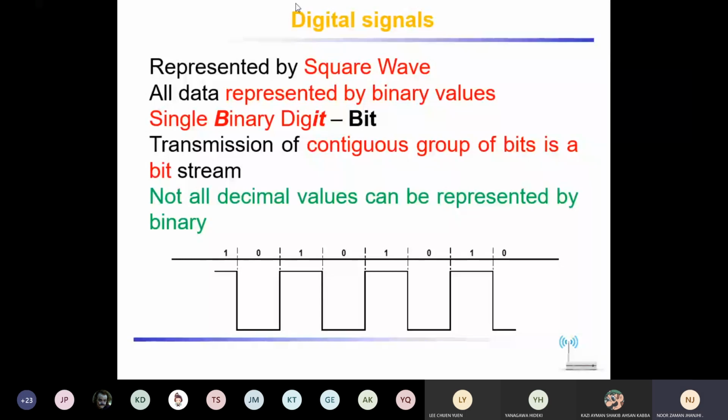So yes and no. But we are not going to the physics again, just come here and understand things here, it is very simple. Not all decimal values can be represented by binary. This is also a limitation we have to understand. So this is how digital signals are traveling: zeros and ones, zeros and ones.